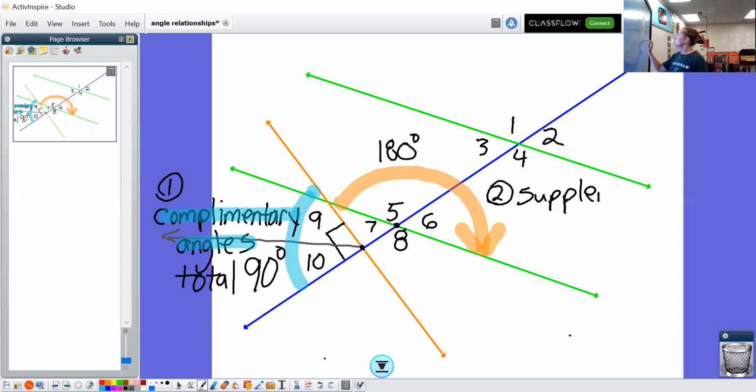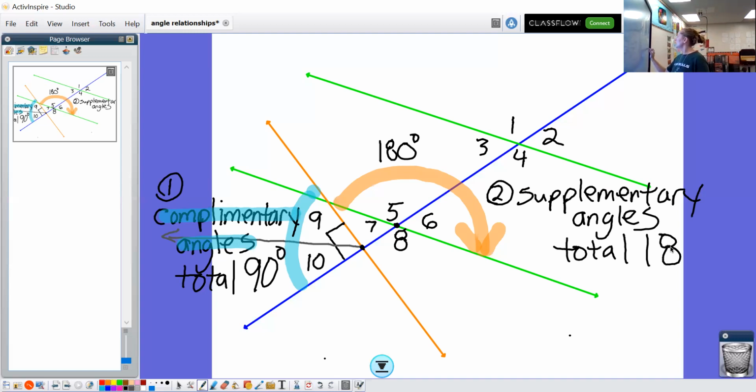I'll help you spell it. Supplementary angles. Supplementary angles. Oh, let's not mark it out. Let's use our highlighter. Supplementary angles, they total 180 degrees. Okay, and I'm going to highlight that in orange so that it coordinates as well. Supplementary angles. So angles 5 and 6 are supplementary.